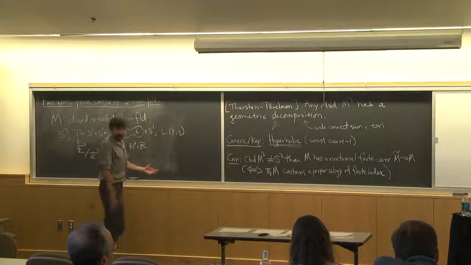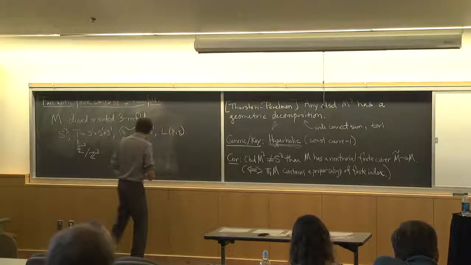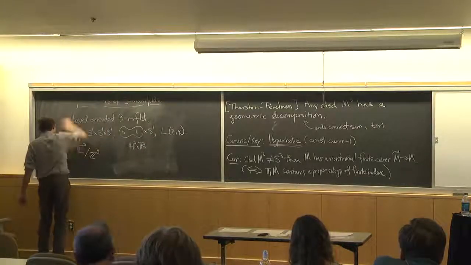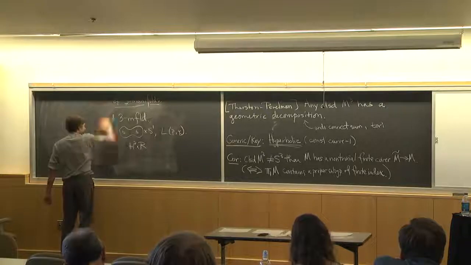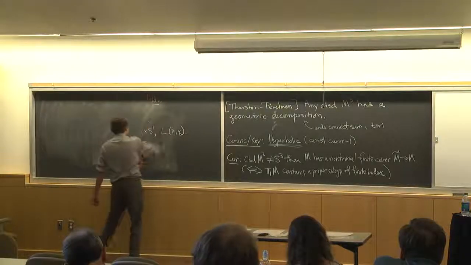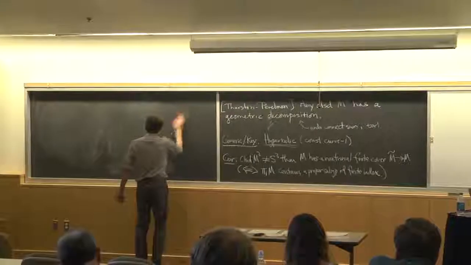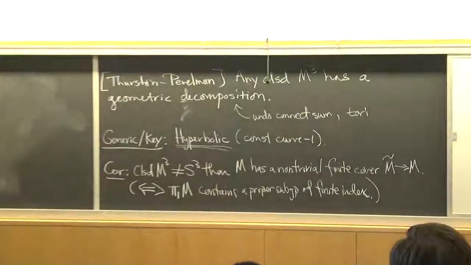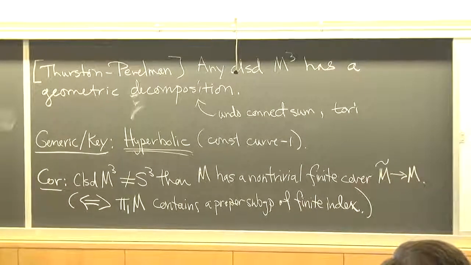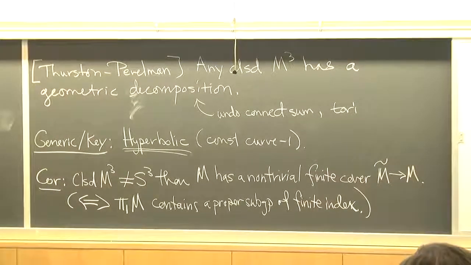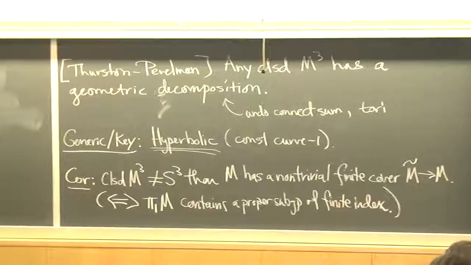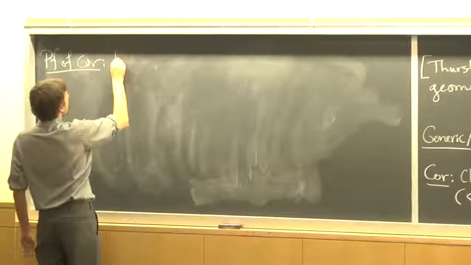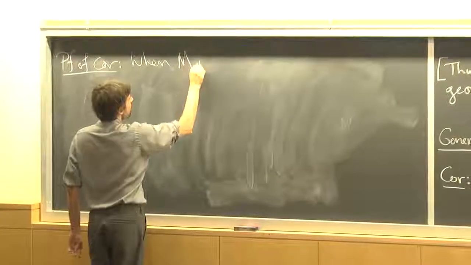And so I'd like to explain why this is a consequence of geometrization here, even though it seems like a purely topological or maybe algebraic question. And so the proof of the corollary, at least in the case when M is hyperbolic.